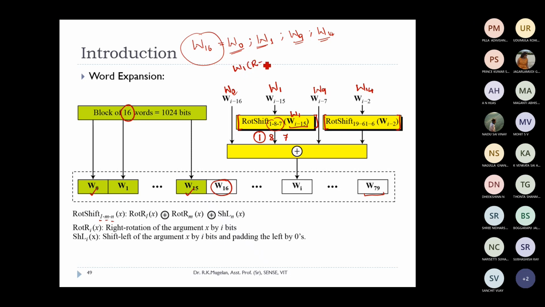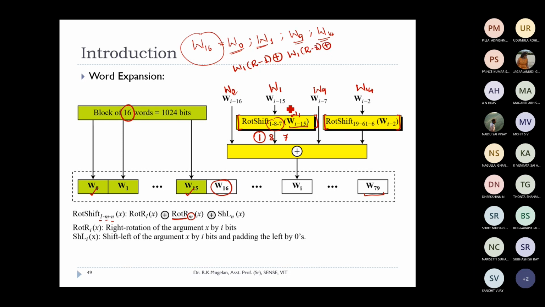Then I'll make a right rotation with 1 bit. Okay, then I will XOR with, again, the second one. Again, rotation R means right rotation with M number of bits. So in this case, M is 8. So I'll be taking the same word W1. I'll make a right rotation with 8 bits.